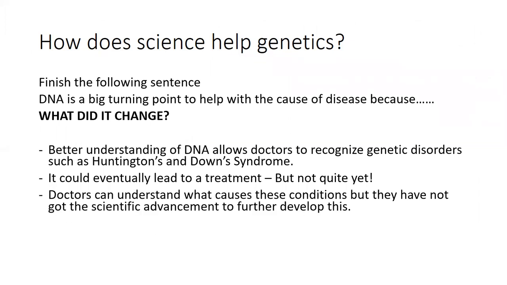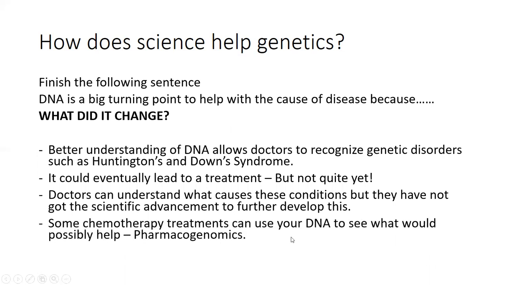Doctors can understand what causes these conditions, but they have not got the scientific advancement to further develop this yet. Some chemotherapy treatments, so if you have cancer and you have chemotherapy, some chemotherapy can use your DNA to see what could possibly help based on other people's DNA. And this is known as pharmacogenomics. So science does significantly help genetic understanding.